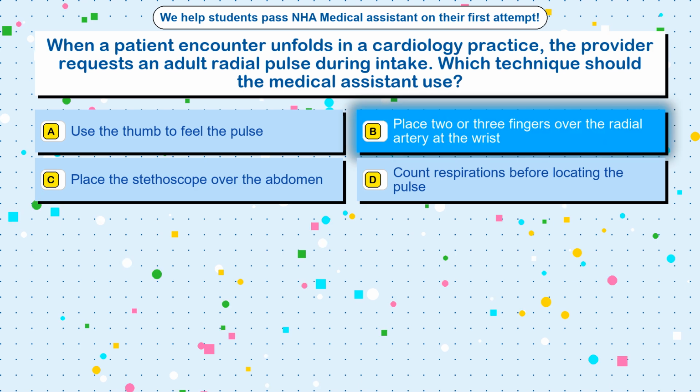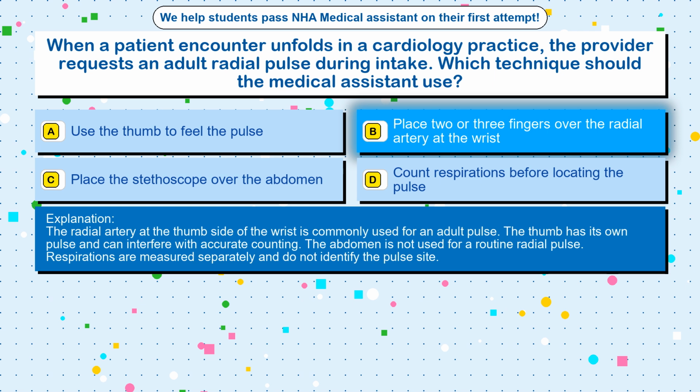The correct answer is option B. Place 2 or 3 fingers over the radial artery at the wrist. The radial artery at the thumb side of the wrist is commonly used for an adult pulse. The thumb has its own pulse and can interfere with accurate counting. The abdomen is not used for a routine radial pulse. Respirations are measured separately and do not identify the pulse site.